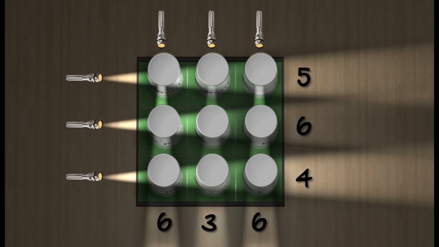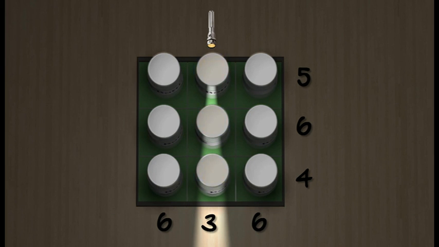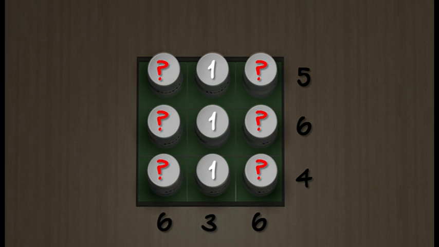Consider the middle column. It contains 3 bottles and also absorbs 3 units of light. The only way this can be done is for each compartment of the middle column to contain 1 empty bottle absorbing 1 unit of light. This is a bit like a Sudoku, isn't it? What about the other compartments? Unfortunately, we don't have enough information yet to solve this puzzle.